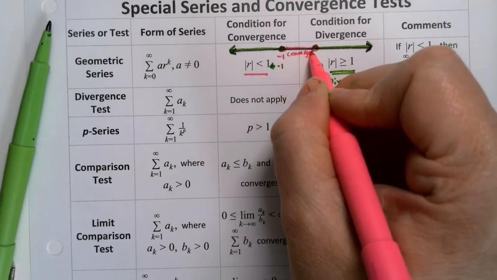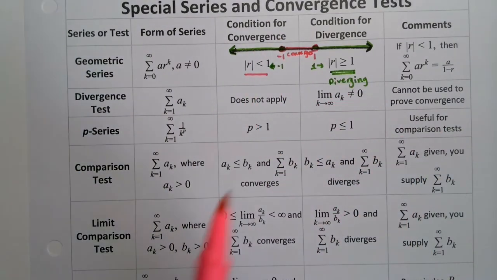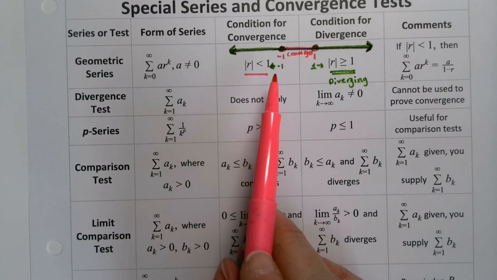I can't write this word, it's too small. So it converges in the middle. It diverges on the edges. And 1 and -1 count for divergence.